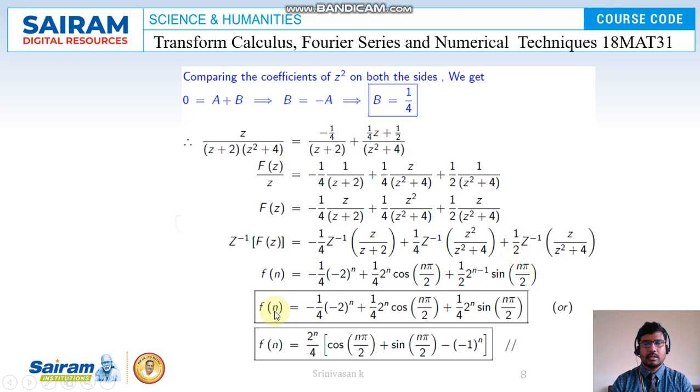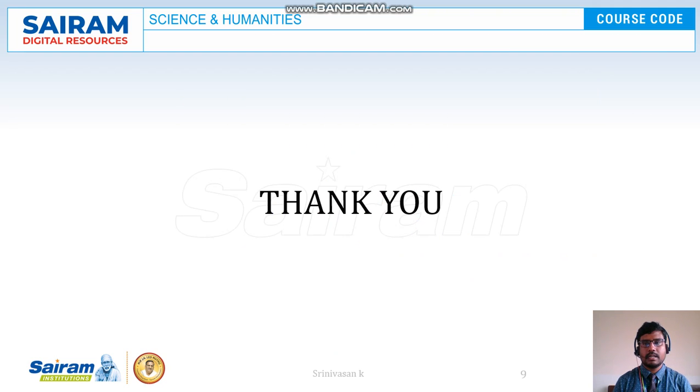Okay. So that is our f of n equal to minus 1 by 4 into (minus 2) power n, plus 1 by 4 2 power n cos n pi by 2, plus 1 by 4 2 power n sin n pi by 2. This is our required solution, or taking 2 power n by 4 outside commonly, we get the solution. Okay. So this is the procedure to solve the inverse Z transform. I hope you all understand how to solve inverse Z transform and how to use the suitable formula in the Z transform. Okay. So in this inverse Z transform, we discussed some problems.